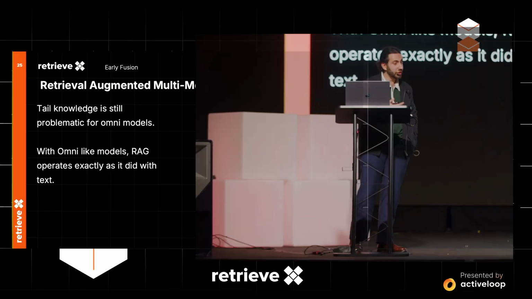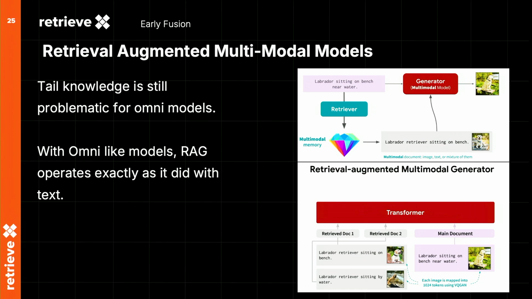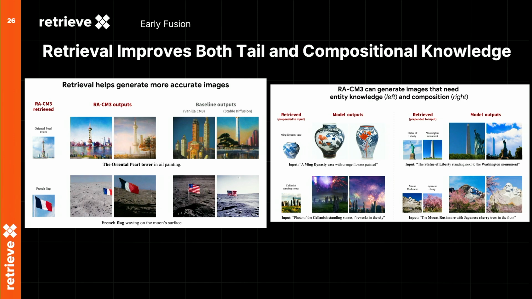And the great thing with Omni models is that because it still operates like a token-level language model, you apply RAG in the same way that you apply RAG to text-only language models. And this is exactly what we did. We were able to use a separate retriever, I think at that time it was CLIP, to pull up some documents that were multimodal in nature for some specific prompt that we wanted to operate over. And it turns out that actually works very, very well.